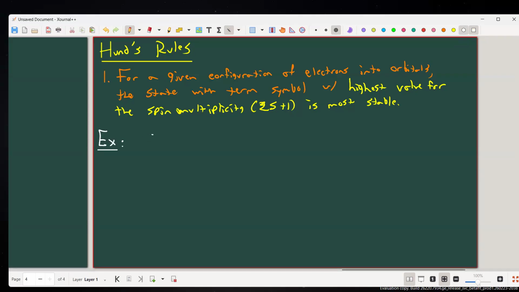Let's look at carbon, which is 1s2, 2s2, 2p2. Remember, just like we learned in general chemistry, we don't really care about the orbitals that are filled. They're filled, we just move on. We only care about the valence. So let's think about the 2p2. This is what we would call a p2 configuration, an np2 configuration. You're going to look at these on the homework.